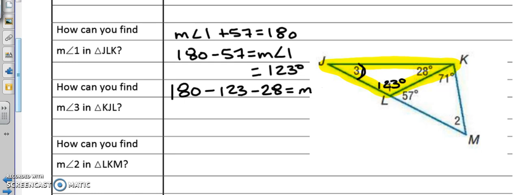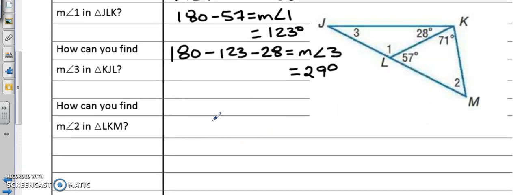In this case, the measure of angle 3. Same concept, right? The triangle sum theorem says 123 plus 28 plus the measure of angle 3 is equal to 180. We just sort of did the algebra in advance. When I do this in my calculator, I'm going to come up with 29 degrees.